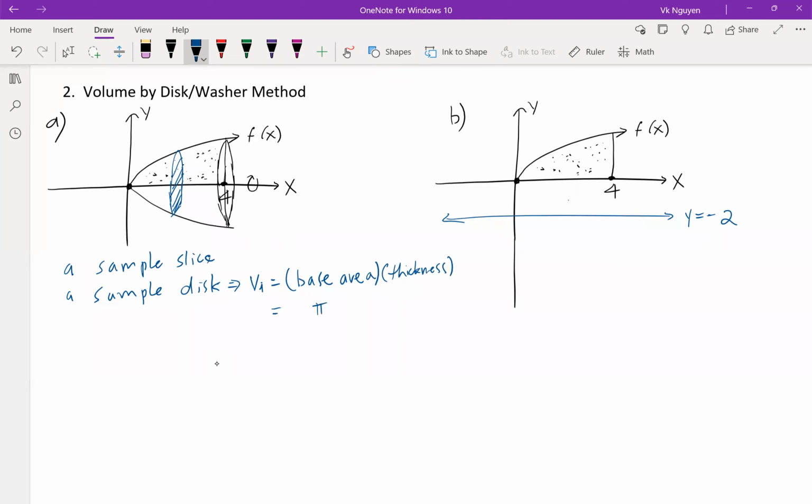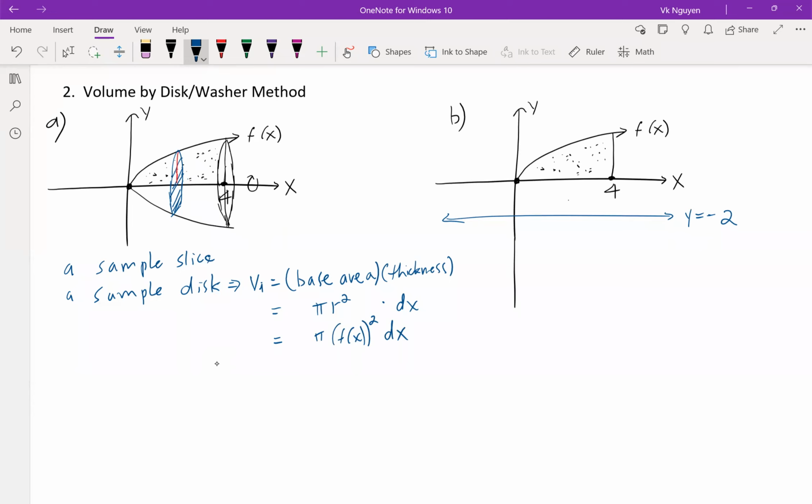Base area is pi r squared. Thickness is the small change in x, because this is the slice that is perpendicular to the x-axis, dx. The radius here is this height. That is the radius of the sample slice, and that is exactly f(x). So in this case, we have pi f(x) squared dx. This is only the volume of a sample.